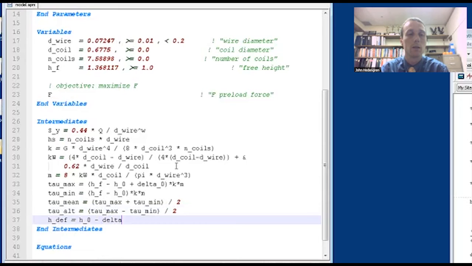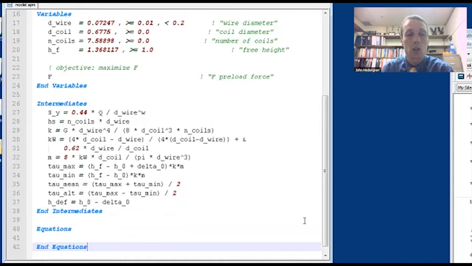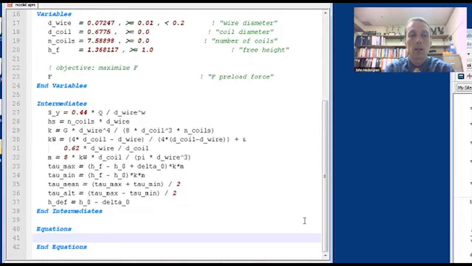Okay, so let's see. Let me keep going then. So now I have some constraints. I'm just going to throw these into the equation section. I'm going to say that this one has got to be greater than 4. So d coil divided by d wire has got to be greater than 4, less than 16.